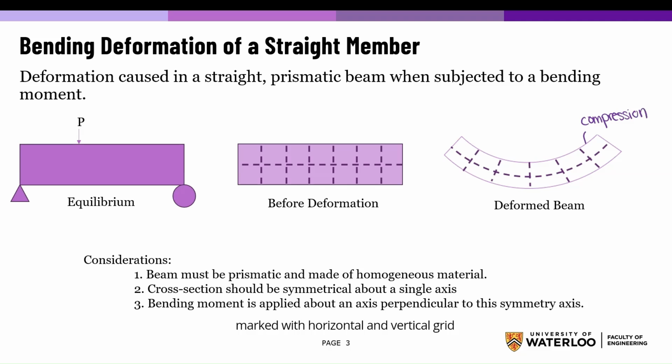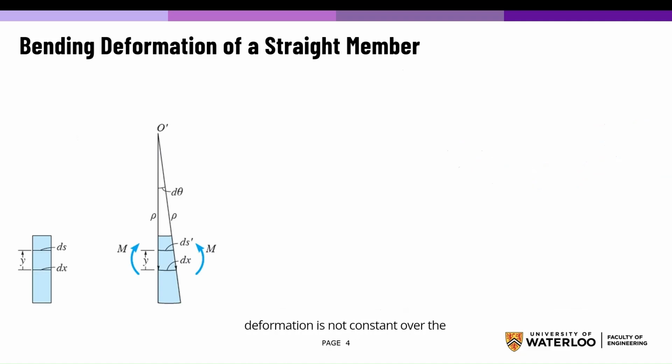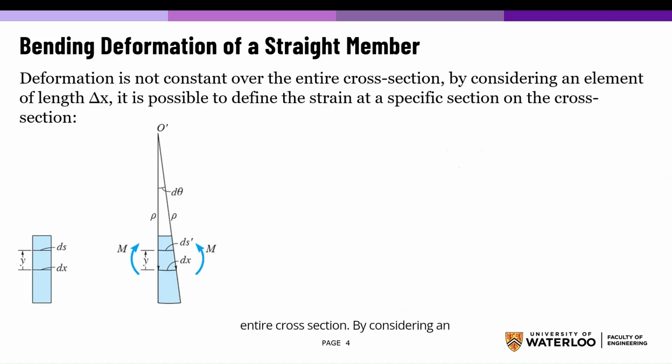After deformation, the horizontal lines curve, the vertical lines remain straight but rotate. Compression in the top portion and tension in the bottom portion, and the neutral surface remains unchanged in length. So deformation is not constant over the entire cross-section.